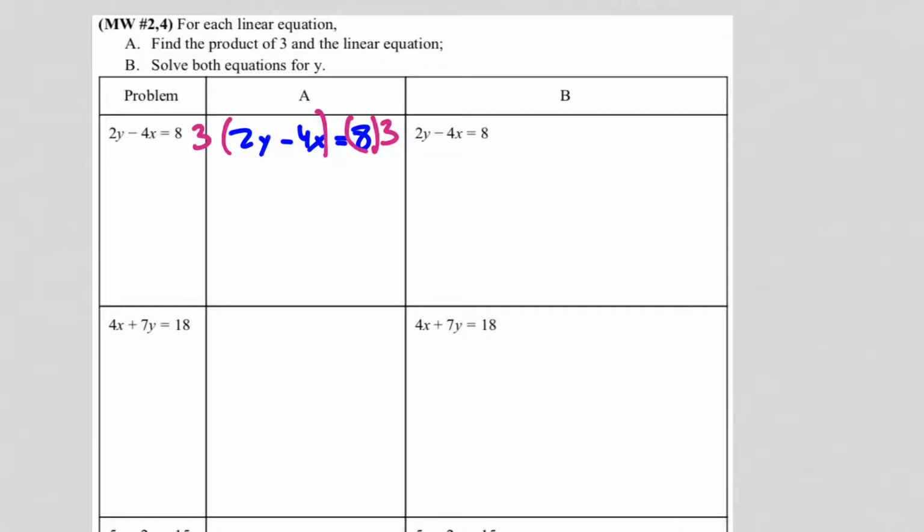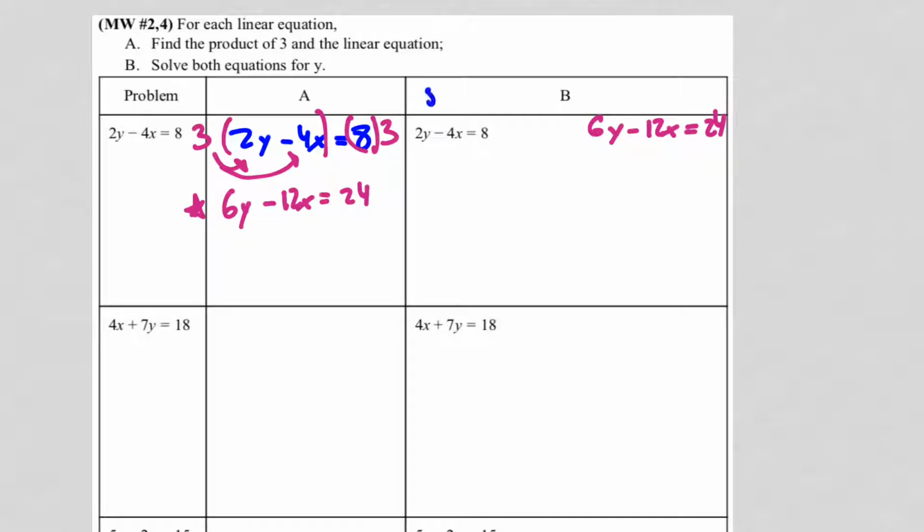You could pick any number, and this will still be true. If I multiply both sides by 3, and you'll see what I mean in a moment, 3 times 2y, 6y, 3 times negative 4x, negative 12x, all that is equal to 24. 8 times 3 is 24. And now I want you to take this new equation here and put it right here. 6y minus 12x equals 24. And we're doing this to illustrate a point that you need to be able to observe firsthand.